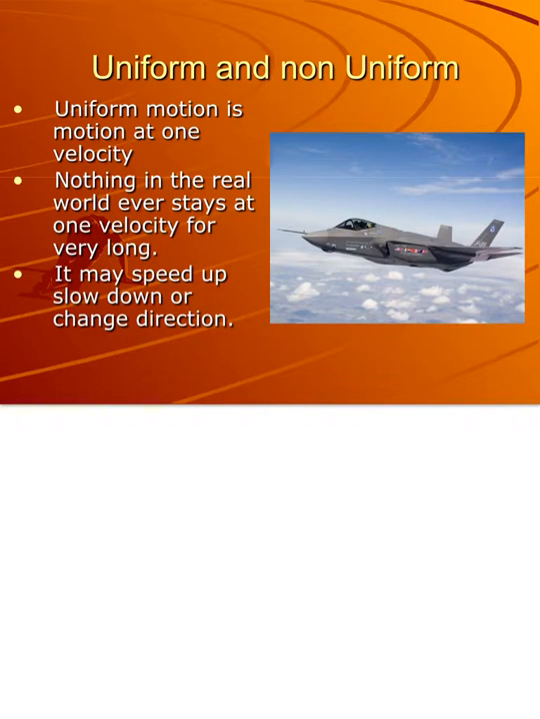Now, the first thing you've got to realize is that uniform motion, that we've talked about, is motion that only has one velocity. You stay at the same speed. Nothing in the real world ever stays at the same speed for very long. In order to actually make movement useful, we speed up, we slow down, we change direction. Even when you're walking, you may think you're at a constant speed, but you're actually speeding up slightly every time you take a step forward as you accelerate up, and you slow down as your foot hits the ground again. So we need a way to describe motion that doesn't stay at the same speed.